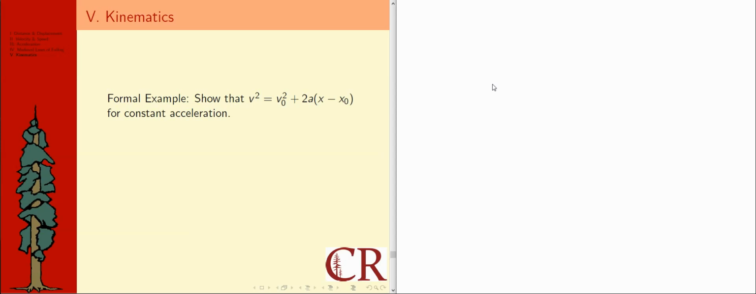So we have here another formal example that says show that v squared is equal to v naught squared plus 2a times quantity x minus x naught is true for constant acceleration. It doesn't say that there, but we're showing that it's true for constant acceleration. It doesn't quite roll off the tongue the way it's written there, I guess. But recognize that's the fourth kinematic formula, and maybe another way of writing it that we've seen, more abbreviated, was to use delta x here.